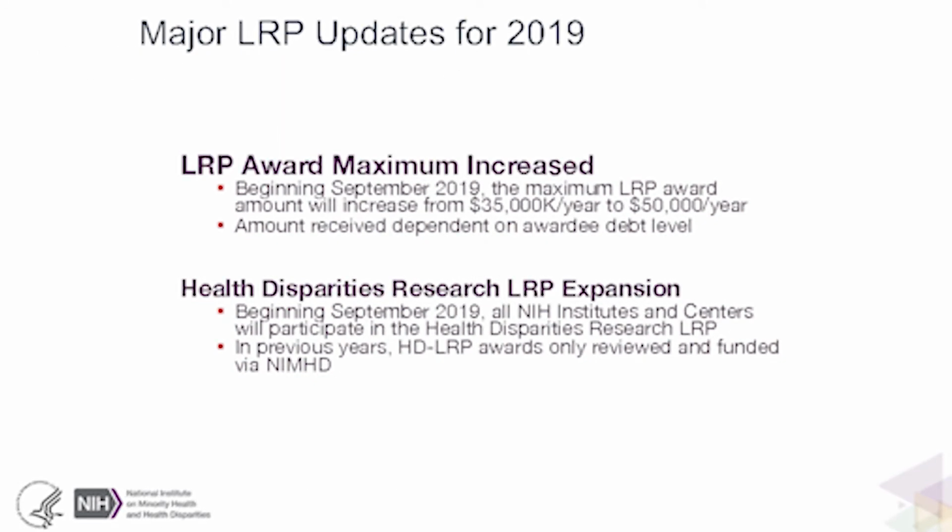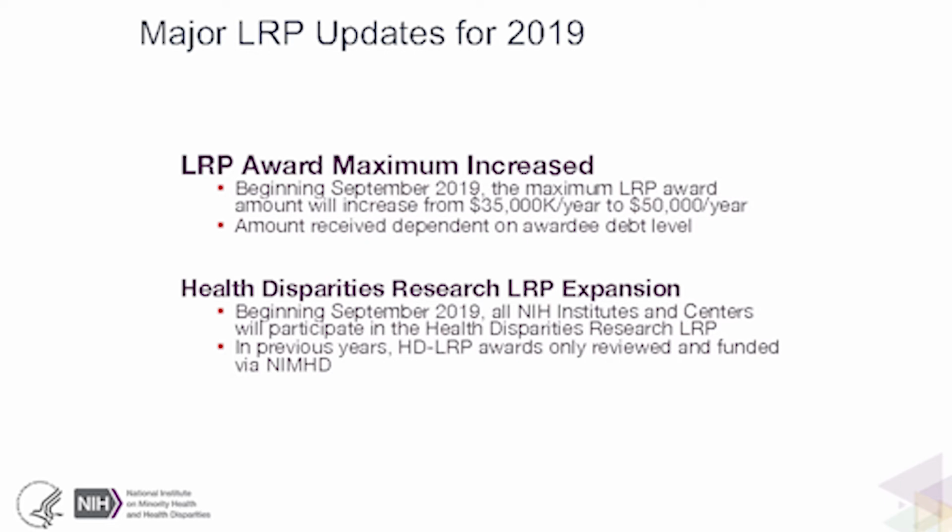Before we get into eligibility, I just want to update participants on two important updates for the loan repayment program that start September 1, 2019. So these are relevant for you right now. The first, if you have not heard, the LRP maximum award amount has been increased from $35,000 per year to up to $50,000 per year. Of course, the amount that is received will depend on awardee debt level. Call the LRP Help Desk for more information. There's also a debt calculator on our website, so you can easily get a guesstimation for how much you would possibly be able to receive.